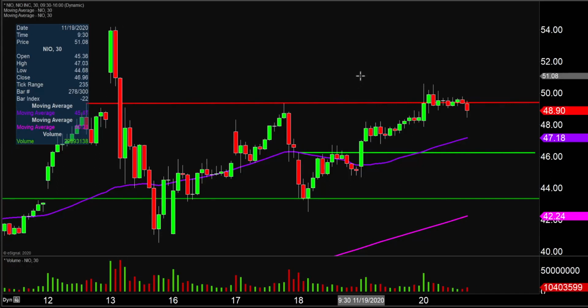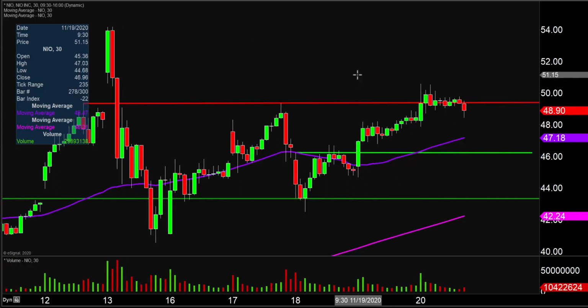Well, overall, nice day here. Higher highs, higher lows, and sure, the price didn't necessarily explode upwards or anything like that, but it's showing some signs of progress, and certainly updates need to be done.